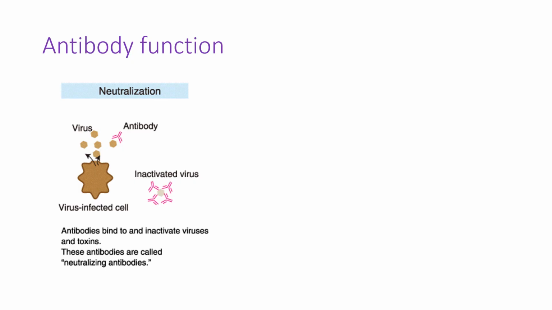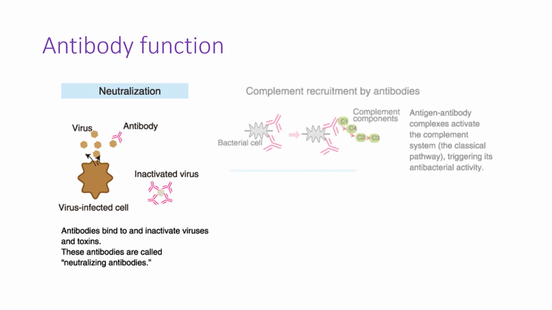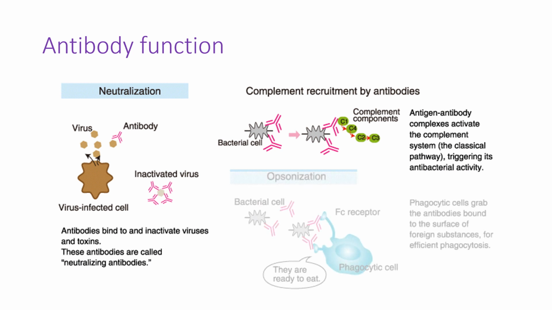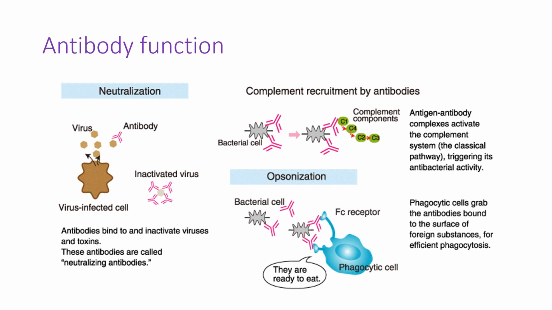Antibodies exert their function in a variety of ways to inactivate or destroy foreign substances. First, antibodies can bind to and inactivate foreign substances such as pathogens and toxins, a process called neutralization. Secondly, antibodies can activate the complement system to destroy bacterial cells by lysis. Antibodies can also facilitate phagocytosis of foreign substances by phagocytic cells, a process called opsonization.